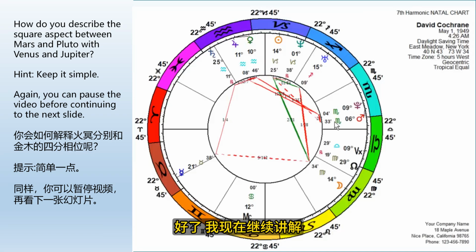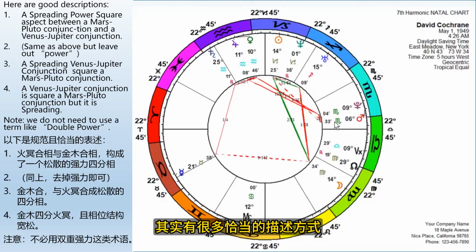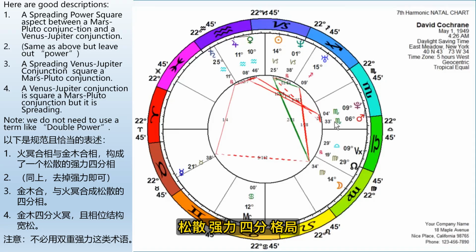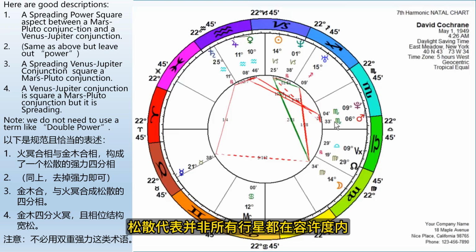Okay, I'm going to continue now. Well, there's a lot of good ways to describe it. You could call it a spreading power square aspect. It's good if your words right at the beginning tell you what you're talking about. A spreading power square aspect. That terminology, 4 words, packs in a good description. Spreading power square aspect. Spreading means they're not all within orb. Power means there's at least a conjunction.